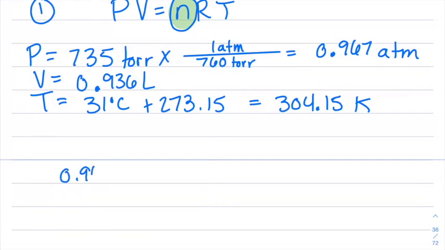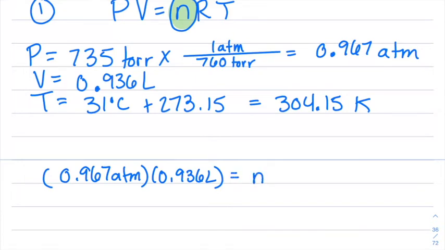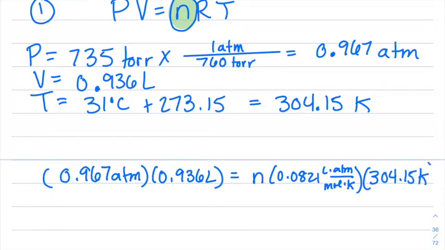So 0.967 atm times our volume of 0.936 equals the n that we don't know, that's what we're looking for, times 0.0821, and then times our temperature of 304.15 Kelvin. All right, so any questions about how I set this one up?